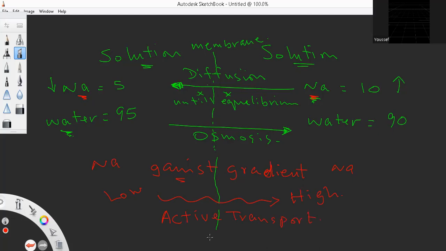So the active transport is the movement of the particles or molecules from low to high, against the gradient. In this case, we need energy, or required energy in the form of ATP. Okay? Understand? Good.